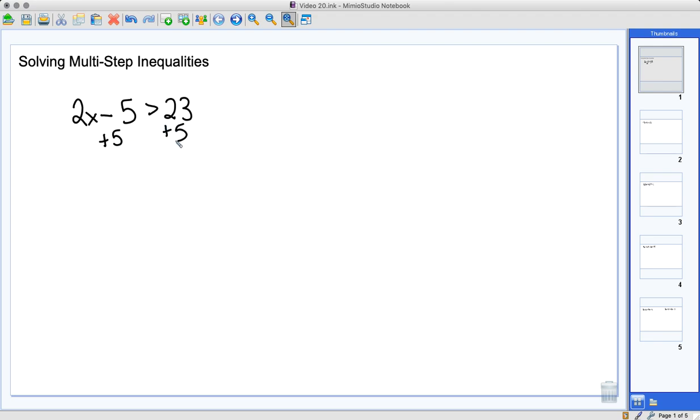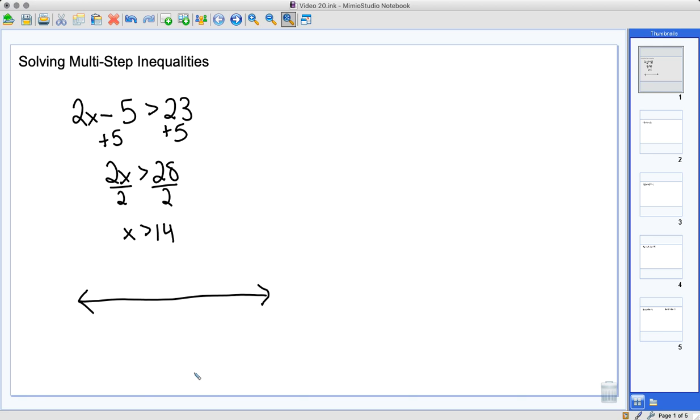Add the 5 over. 2x is greater than 28. Divide by 2. X is greater than 14. Okay, so there's where we would stop if it said x equals 14. So now with inequalities, you actually have to graph them. So what we're going to do is we're going to put them on a number line.